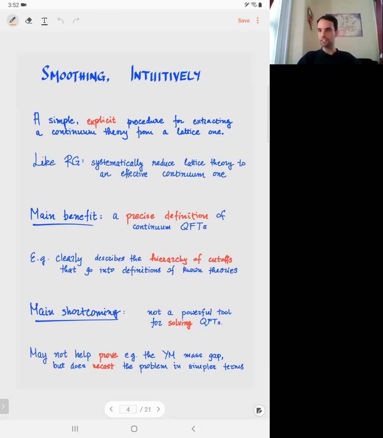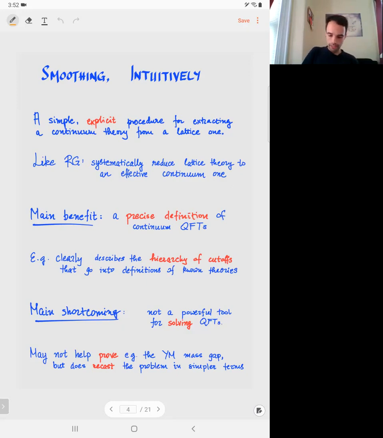And it's kind of interesting that you can actually do it pretty explicitly in many, many examples. So the main benefit of this entire story is that it allows you to be very precise about what you mean by a continuum QFT. Now you can actually put essentially all aspects of it on a lattice and understand how various continuum notions break down as you go to higher energies or shorter distances.